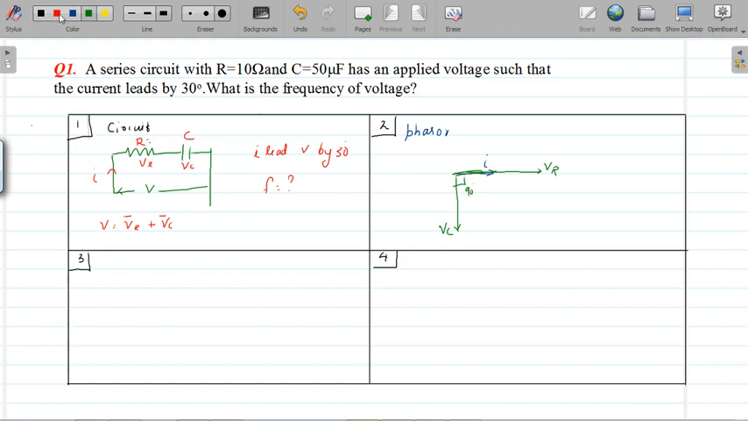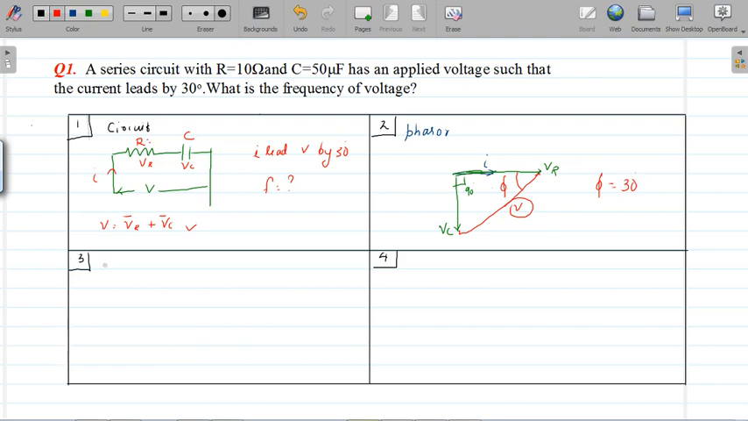So what is the resultant voltage? This is my resultant voltage V. We know that V equals VR plus VC, so the vector VR plus the vector VC will give the resultant vector. Then what is the angle between I and V? Let this be phi. In the question, the overall current is leading the voltage by 30 degrees, so phi is equal to 30 degrees.